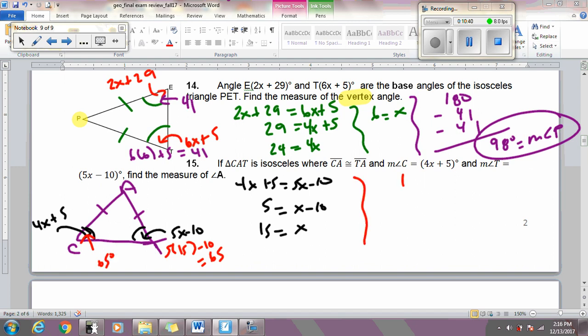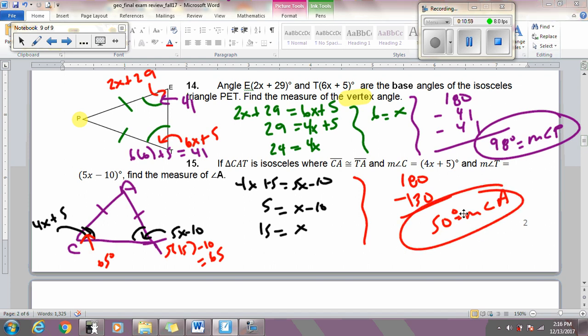With that being said, 180 minus 130, because 65 and 65 make 130, would give me 50 degrees for the measure of angle A. That's supposed to be an equal sign. 50 degrees equals the measure of angle A. Make sense? Good.